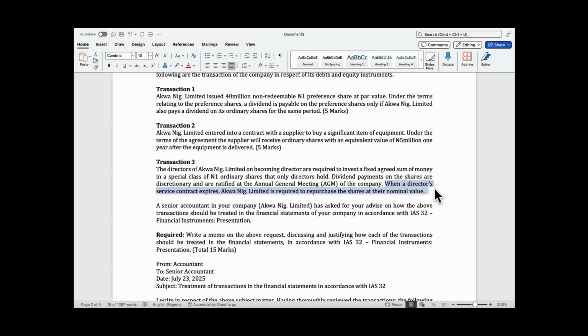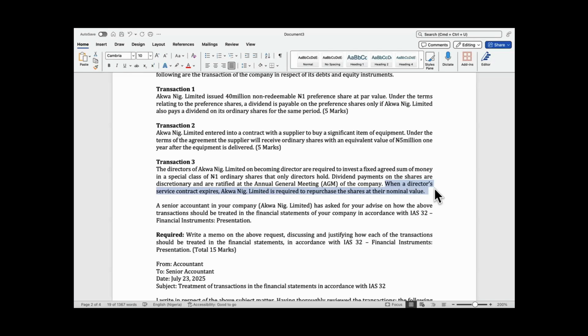But in this case now, since Aqua Nigeria Limited will have to buy this share back, they will need to repurchase it from the directors, which ultimately means that Aqua Nigeria Limited will have to deliver cash. They will need to pay those directors money, because that's what will ultimately happen. The company has to pay money.